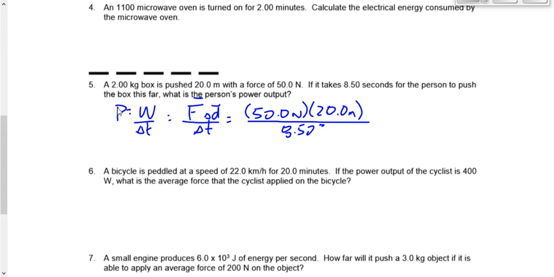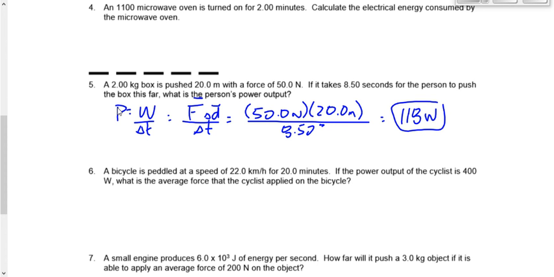And when you do that, you should end up getting 117 watts. Anybody else get that? You got 118? Okay, I had 117, but if you guys are getting 118, I must have rounded wrong there. Okay, so 118 watts, good.